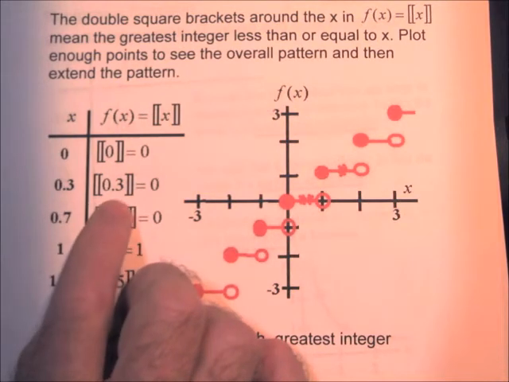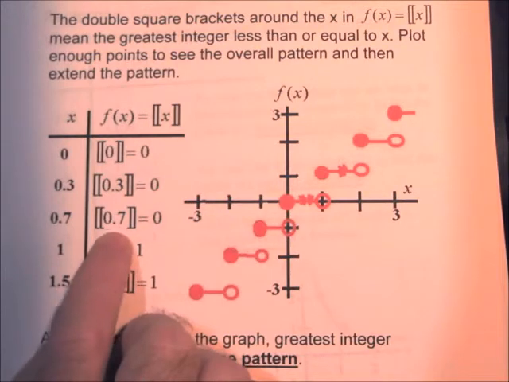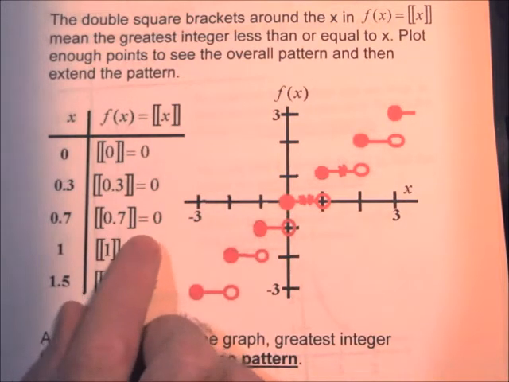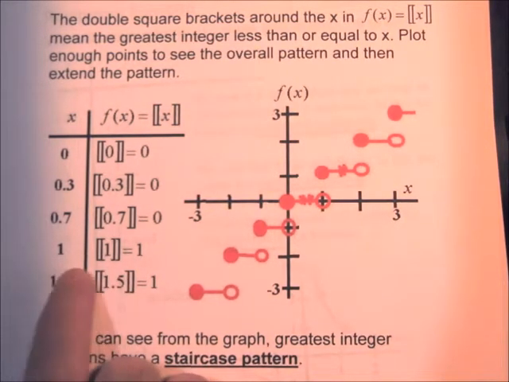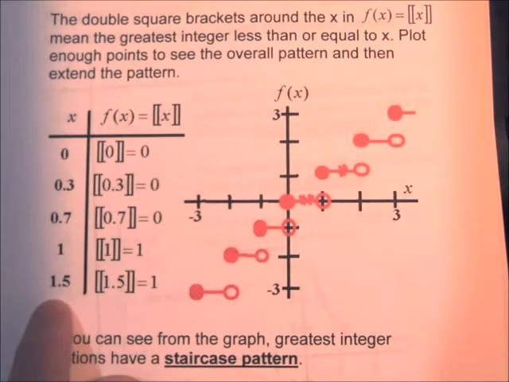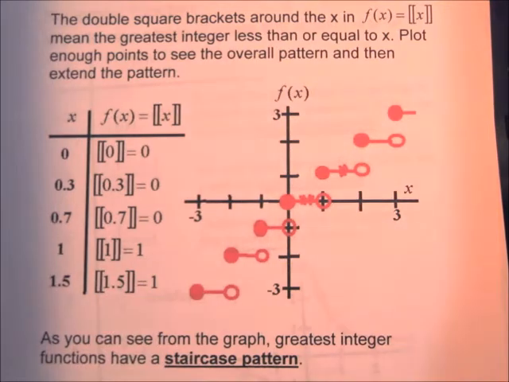0.3, greatest integer less than or equal to 0.3 is 0. 0.7, greatest integer less than or equal to 0.7 is 0. So actually the greatest integer less than or equal to 0 point anything is going to be 0. But as soon as you get to 1, then it goes up. So the greatest integer less than or equal to 1 is 1. Greatest integer less than or equal to 1.5 is 1. Greatest integer less than or equal to 1 point anything is going to be 1.